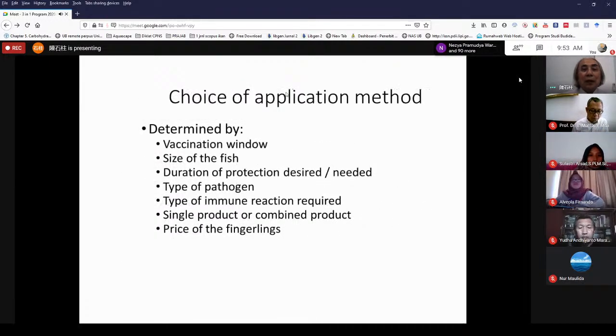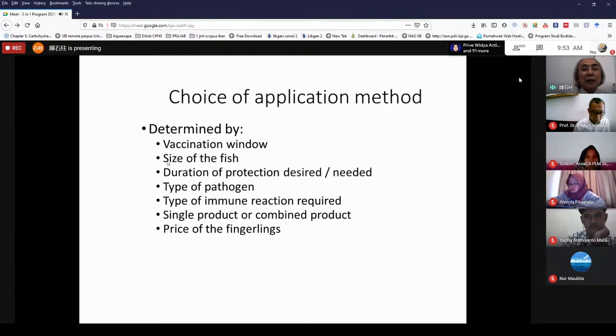So how do we determine the application method? We call that the vaccination window. During the culture from the larvae to the market size, is one shot enough, or only a booster during the different stages of the culture? It depends on your vaccine protection, also the duration of protection after vaccination, right?